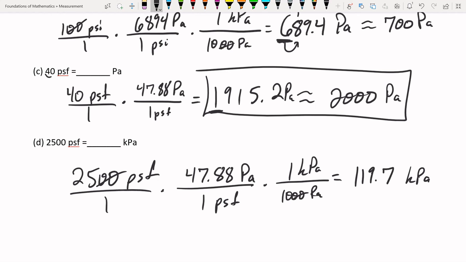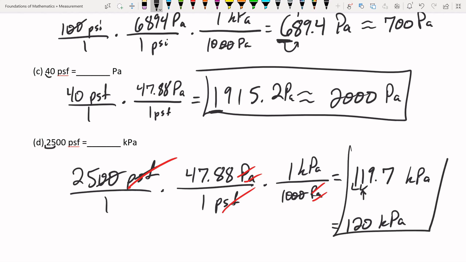Just making sure you see it. The units in red, those cancel, and those cancel, giving us just kilopascals. And this has 2 significant digits. So we're going to go 1, 2, round to this place. That gives us 120 kilopascals as our answer there.